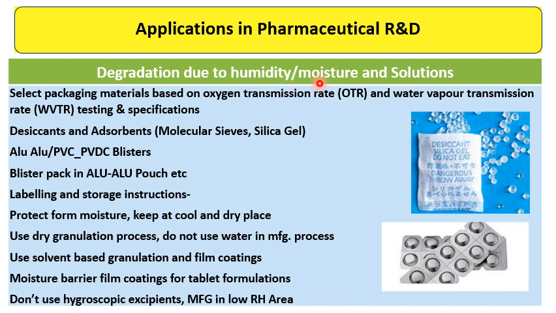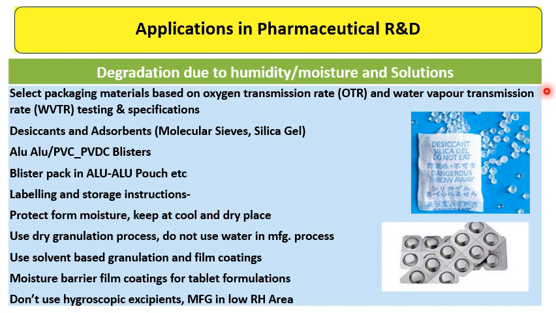Then degradation due to humidity and moisture. So if degradation occurs due to humidity and presence of moisture, then the generally known fact is the use of desiccants, use of silica gel, molecular sieve, and use of blisters with very low MVTR. So these are some of the solutions, like select packaging materials based on the OTR and WVTR testing and specifications. Use desiccants and absorbents like molecular sieves and silica gel.